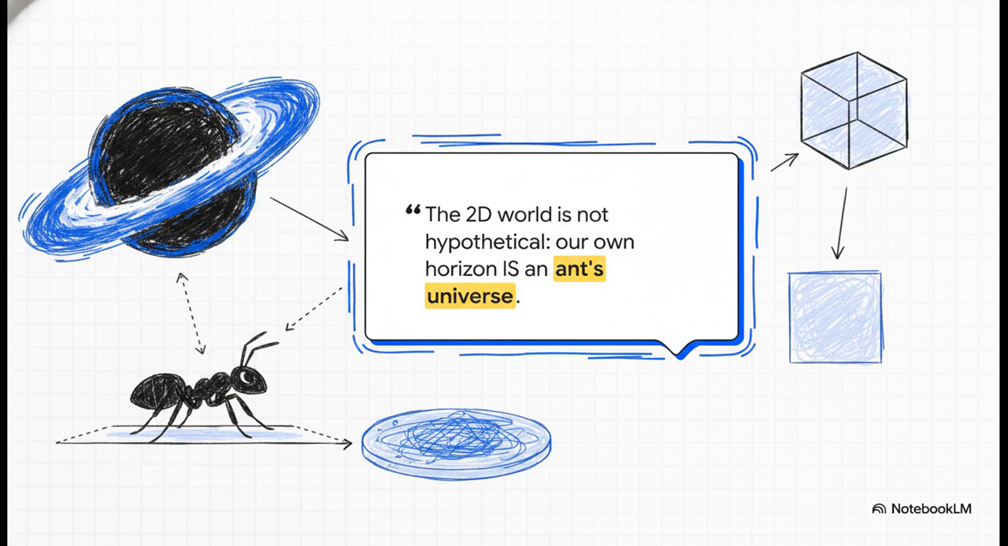Let's walk through this logic for a second. Our 3D human black hole has a 2D spherical event horizon. And thanks to the holographic principle, we know the information of everything that falls into a 3D black hole is etched directly onto that 2D surface. Therefore, the Ant's 2D universe structurally represents our 3D event horizon. The physics of the lower dimension exactly maps to the boundary of the higher dimension. The boundary literally is the bulk.